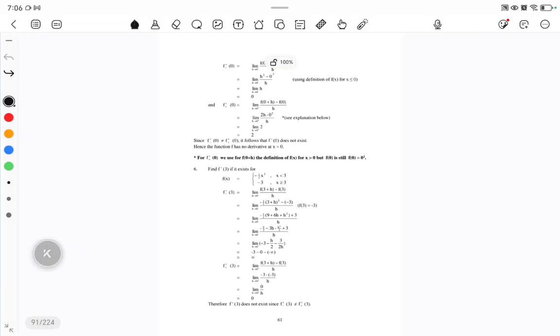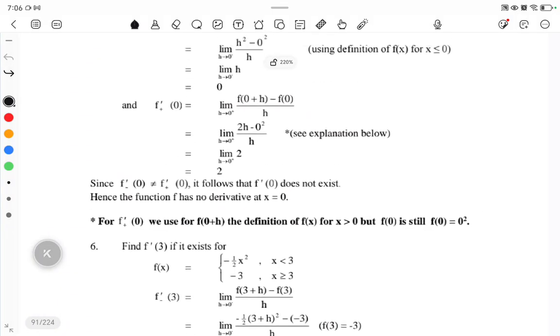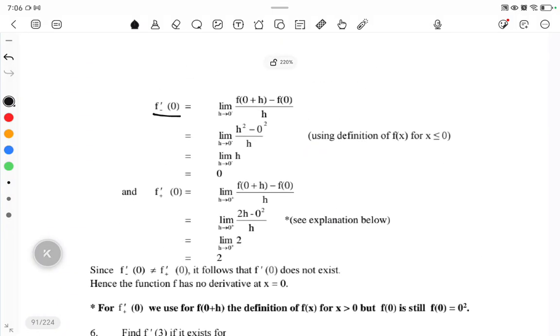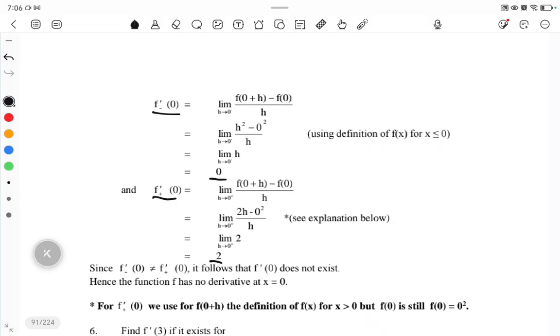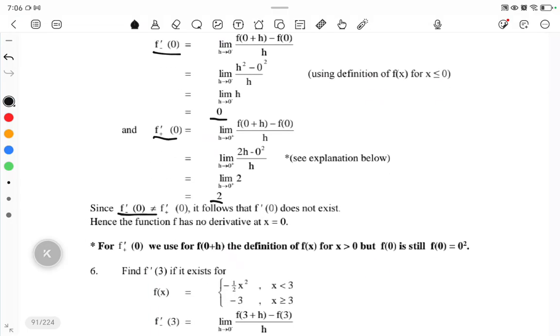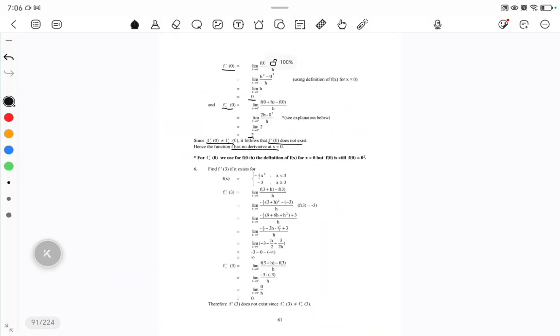If we check, that's the case. If you're approaching from the left, you get 0. If you're approaching from the right, you get 2. Right? Then we say these are not equal, which follows that this does not exist. Hence, the function f has no derivative at x equals to 0. So that becomes simple like that.